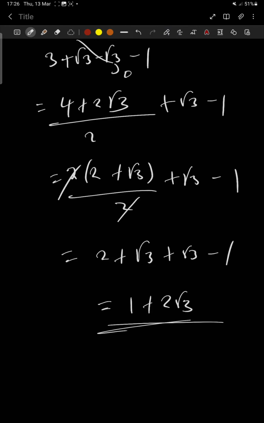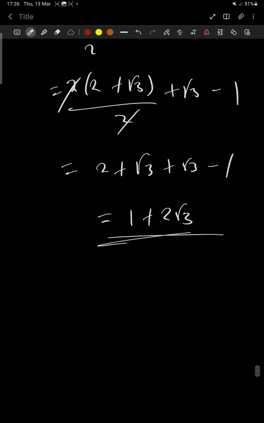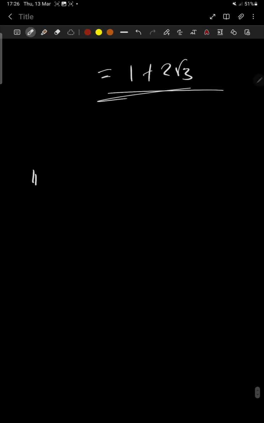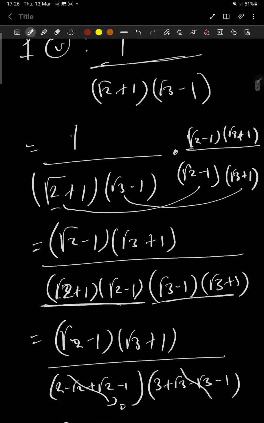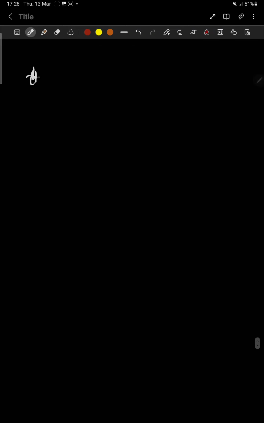Alright, and then also what can you expect there? You can also expect the last one, which is question 3. Question 3b, which is 5 over 3 minus 2 square root of 3.